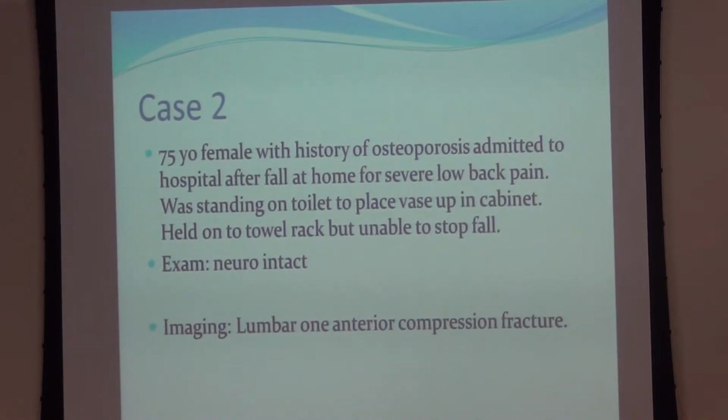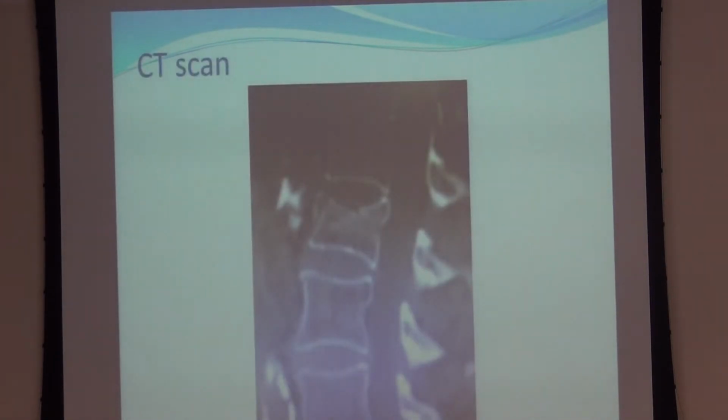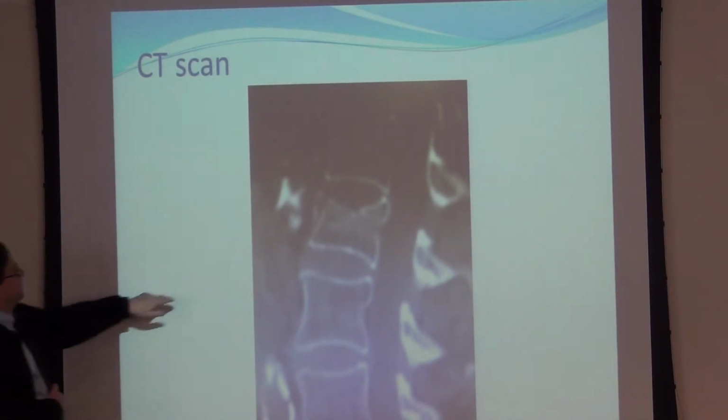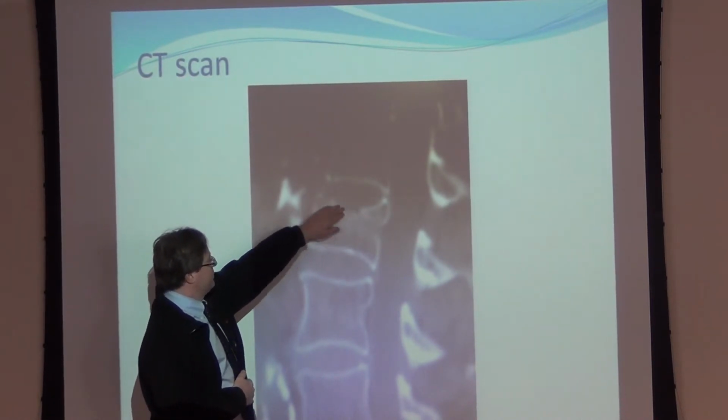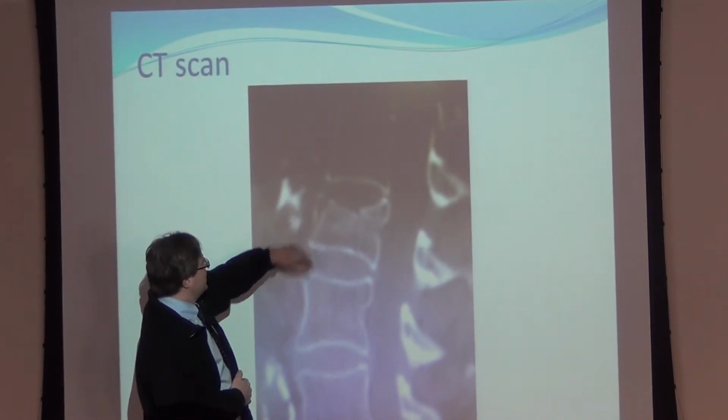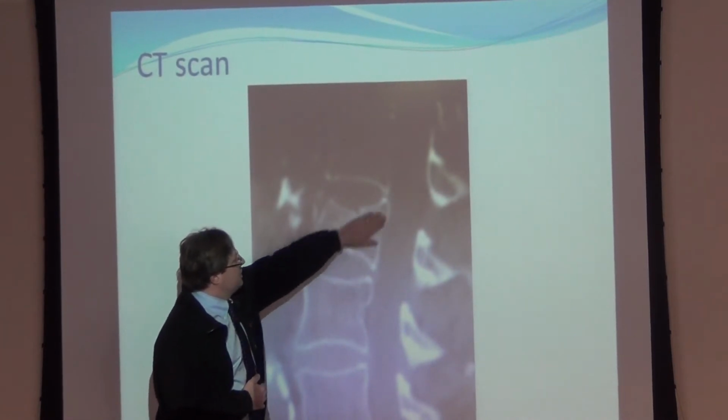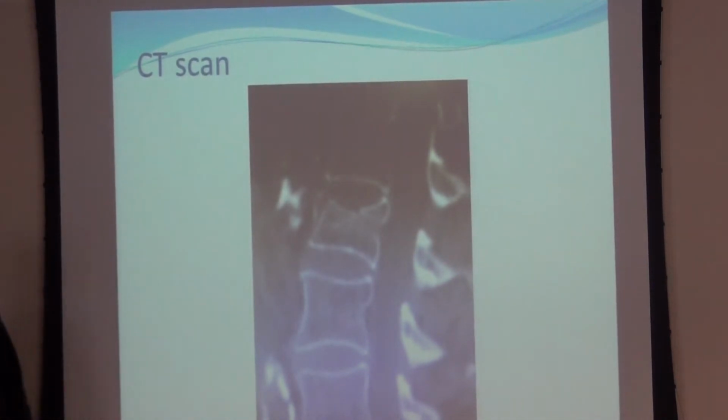Most of us would just be embarrassed, but obviously for a person with osteoporosis, that's enough to give them a fracture. Her neurologic examination was intact. The imaging still showed the L1 acute anterior compression fracture, and this is the CT scan here. This looks like about a 25% height reduction. It's involving mainly the anterior part of the vertebral body. The posterior part of the vertebral body is completely intact.